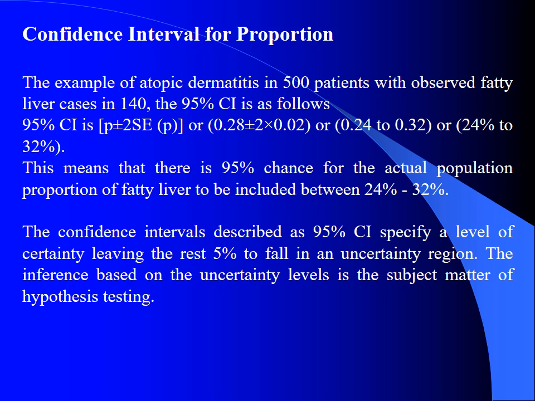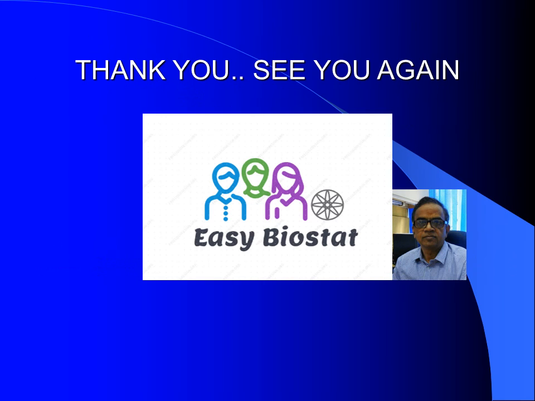Similarly, we have computed the 95% confidence interval for proportion also. If the fatty liver proportion is 28%, the confidence interval is 24 to 32%.